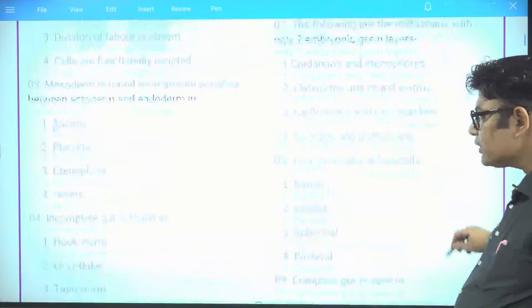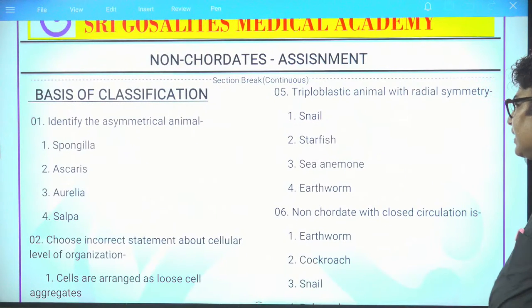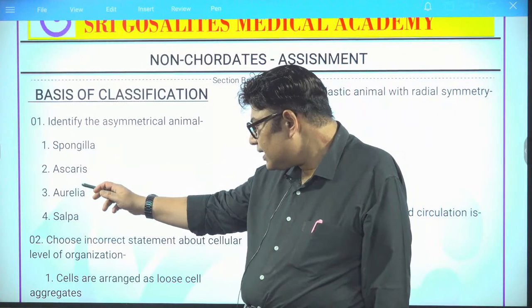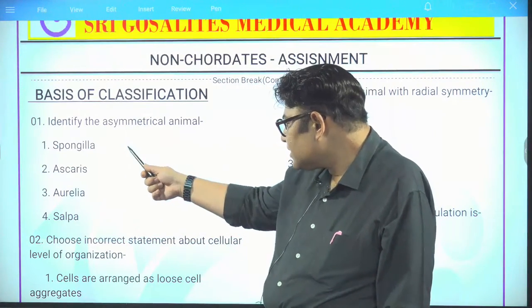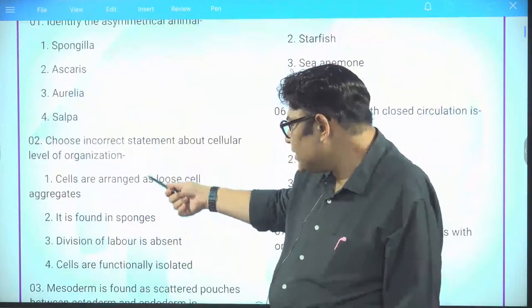Question number one. Identify the asymmetrical animals. Spongilla, Ascaris, Aurelia, and Salpa. Who is asymmetrical? Answer is one. Very good.